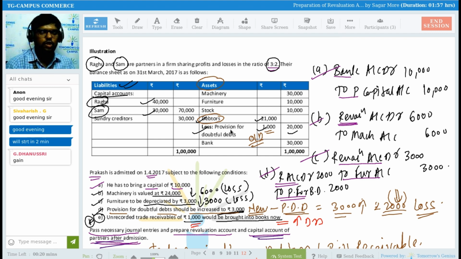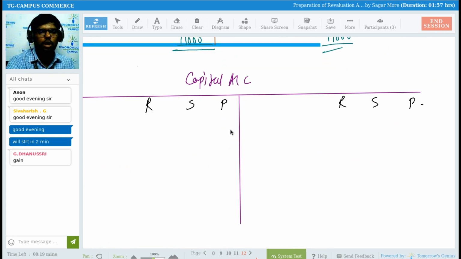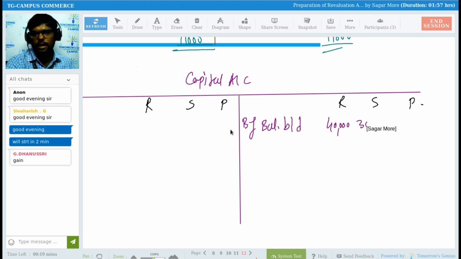Liability means credit, no, Sadhna? I guess you forgot the first chapter, partnership basic concept. Liability is credit. The balance is Raghu 40,000, Sam 30,000. This balance we always have to record on the credit side by balance brought down, if you remember. By balance brought down 40,000 rupees and 30,000 rupees here, right?